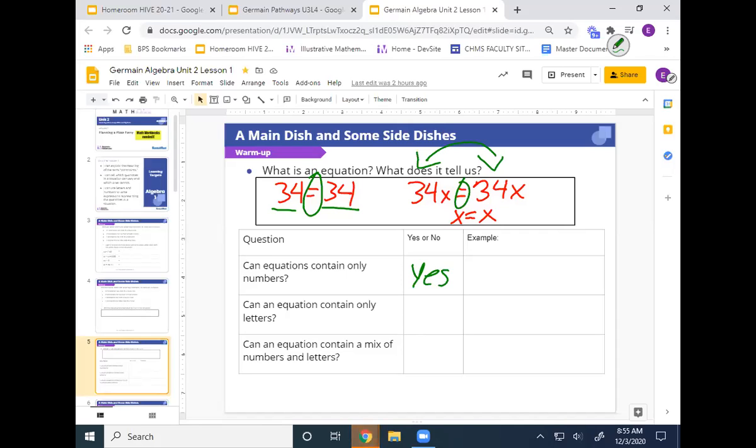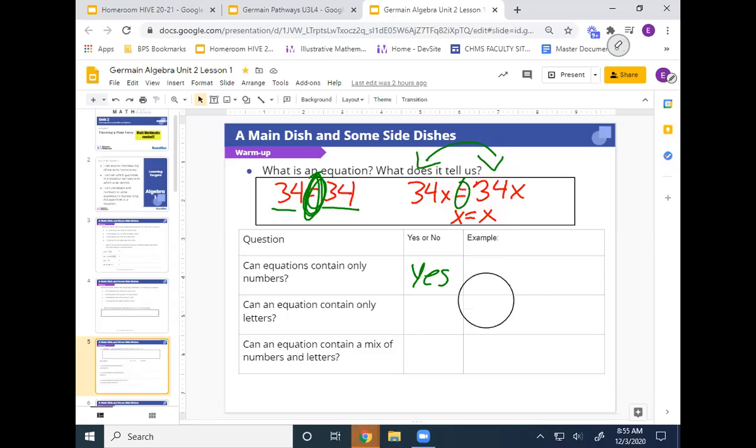Let me see in the chat. What's an example? You're missing the most important piece though, Gabe. I said an equation needs to have an equal sign. You have to have two quantities that are equal to one another. Very good, Gabe. Nice correction there.